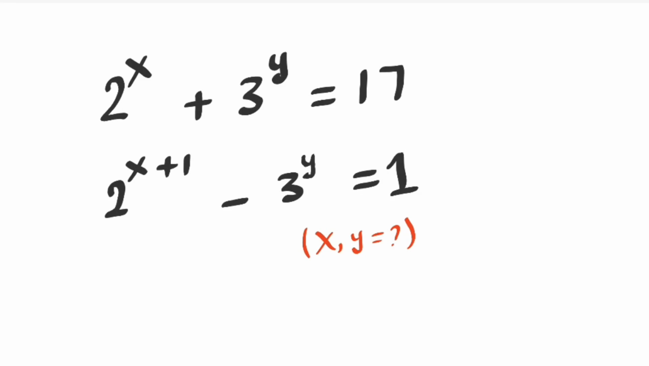Today we want to find the value of x and y in this given nice algebra problem. 2 raised to power x plus 3 raised to power y is equal to 17. 2 raised to power x plus 1 minus 3 raised to power y is equal to 1. This is actually a simultaneous equation.